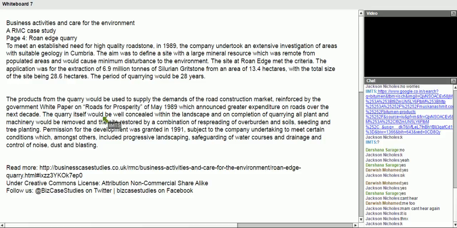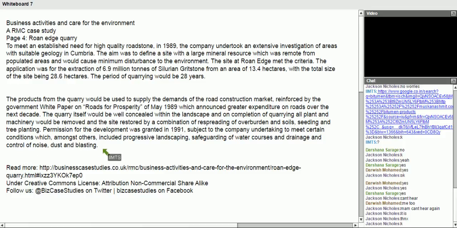The quarry itself would be well concealed within the landscape, and on completion of quarrying, all plant and machinery would be removed and the site restored by a combination of respreading of overburden and soil, seeding and tree plantation. Okay. Permission for the development was granted in 1991, subject to the company's undertaking to meet certain conditions. They included progressive landscaping, safeguarding of water courses and drainage, and control of noise, dust and blasting.